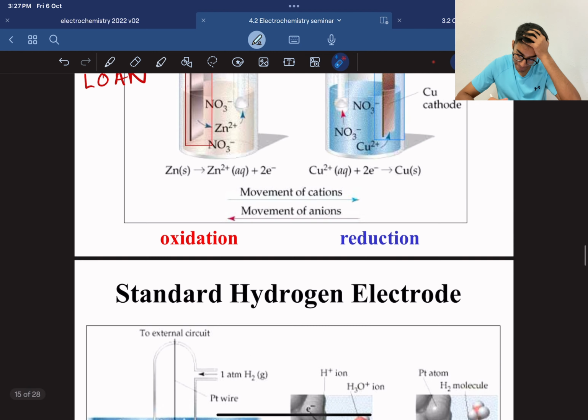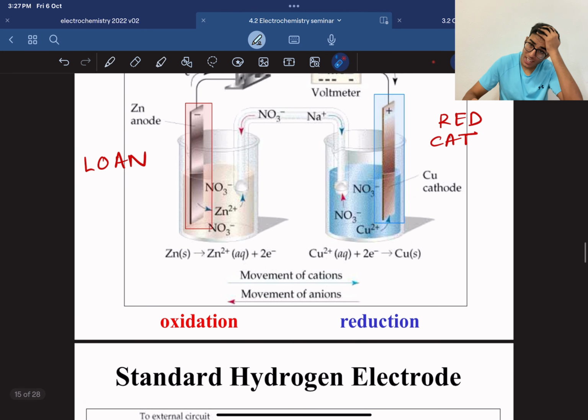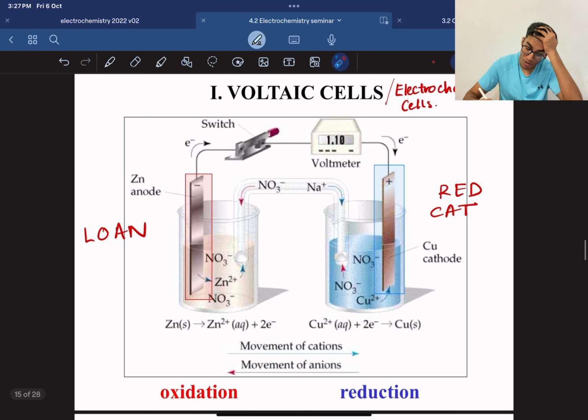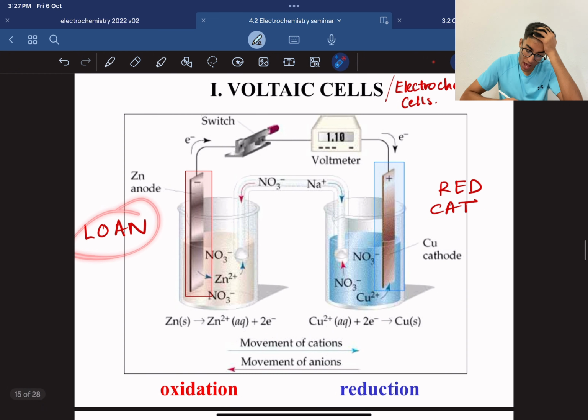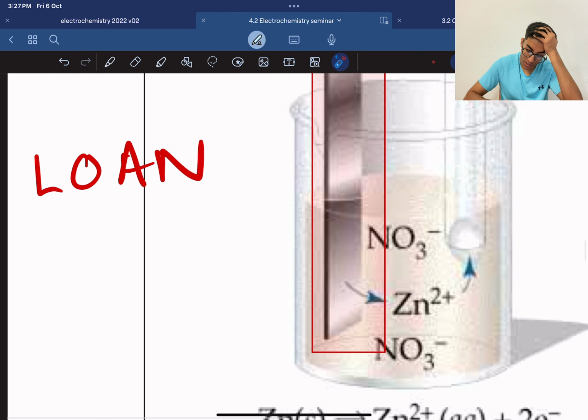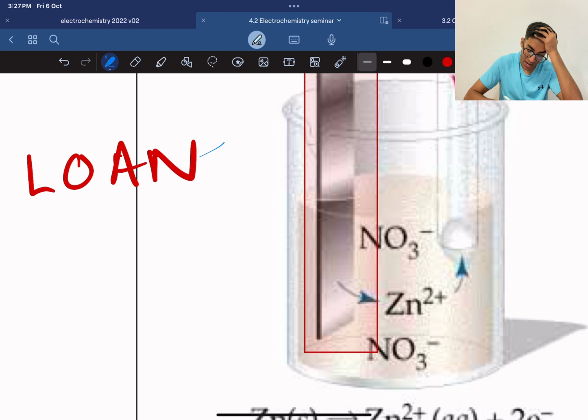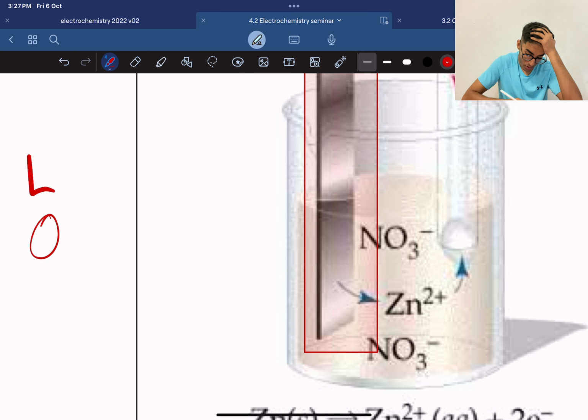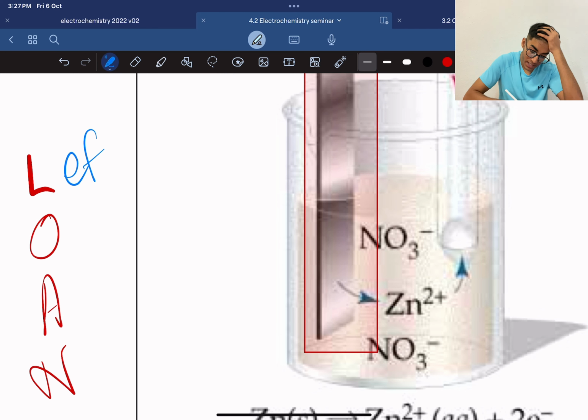Now, let's remember a few things. Let's make it easier to understand electrochemical cells. We have a mnemonic: LOAN. What does LOAN mean? Let me write it in a different way. LOAN. LOAN means left.